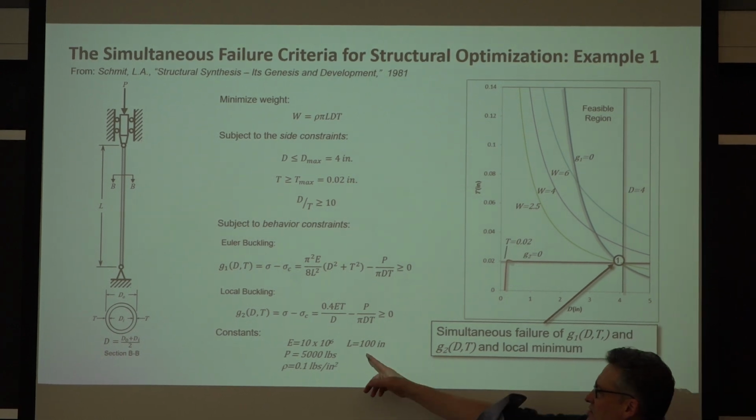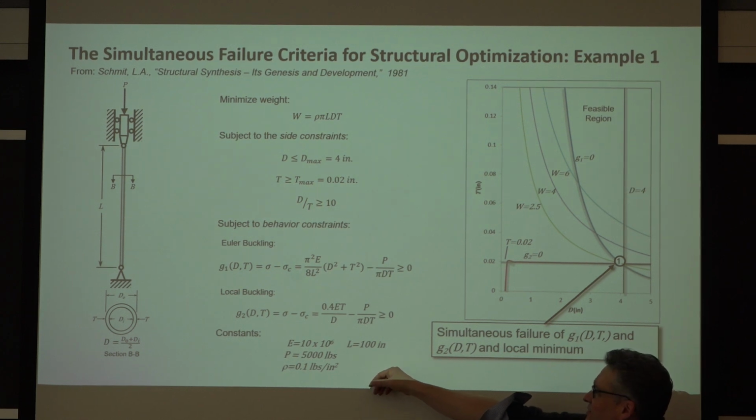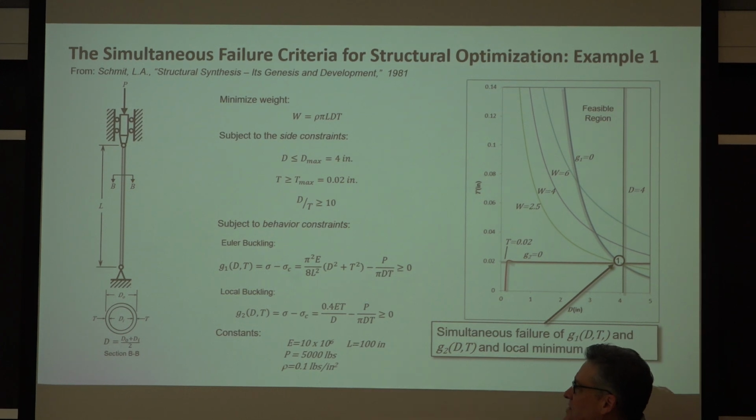And you know that this thing has some stiffness of the material, because it's made out of aluminum. There's a length of it. There's how big the load is, P up there. And then there's the density of the material.